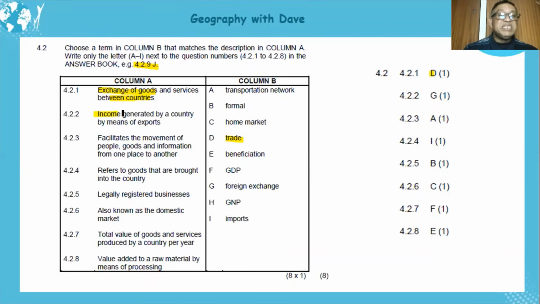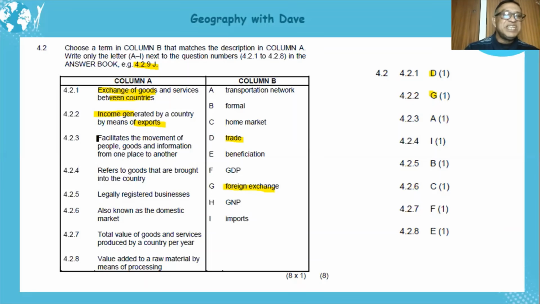Income generated by a country by means of exports. We're getting that money in. We know what it is. Money coming in, in different currencies, the dollars, etc., is foreign exchange. Okay, there we are. That's how we work it out, learners.